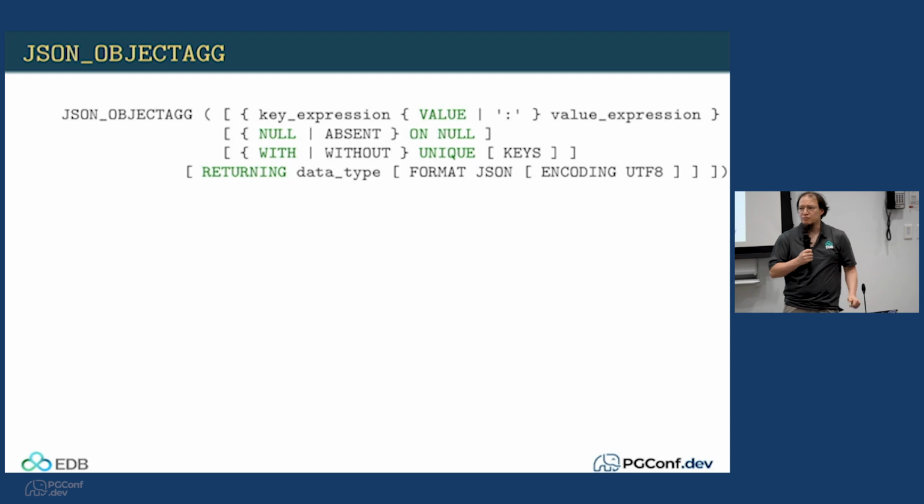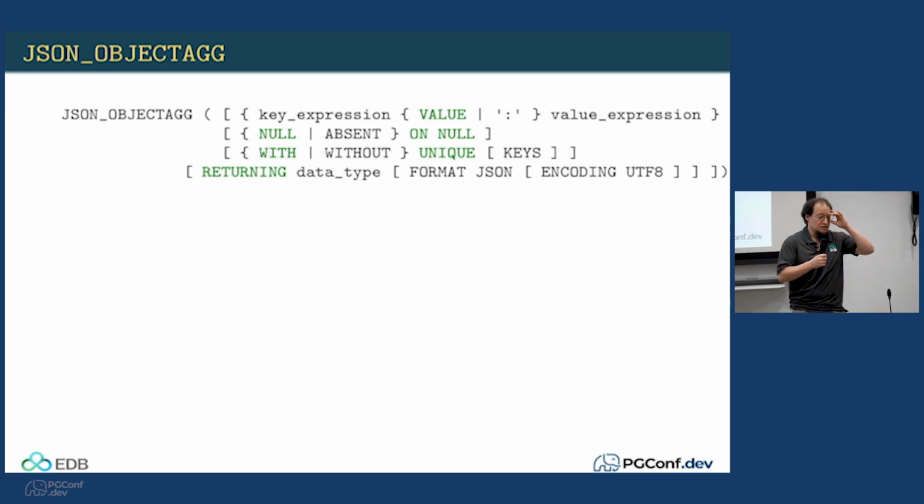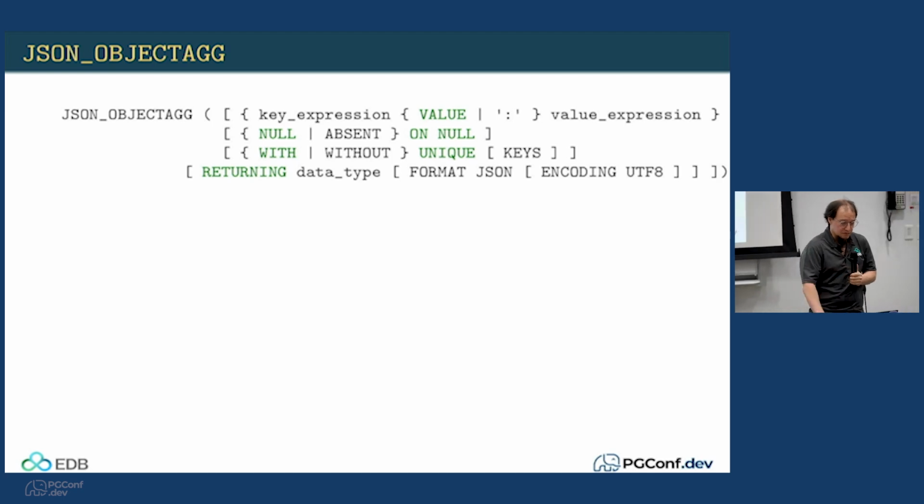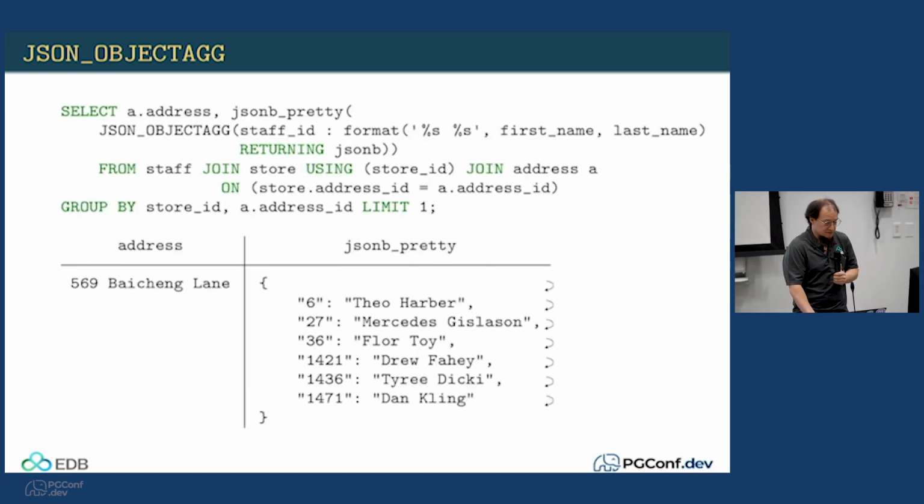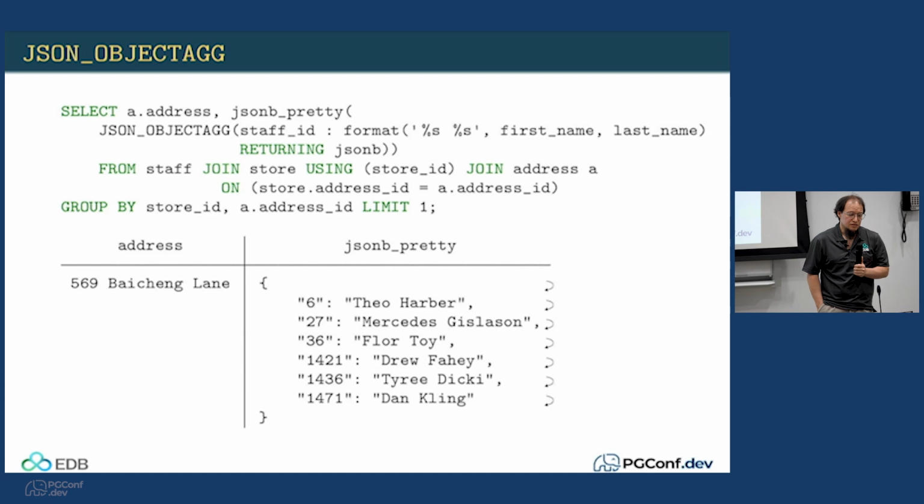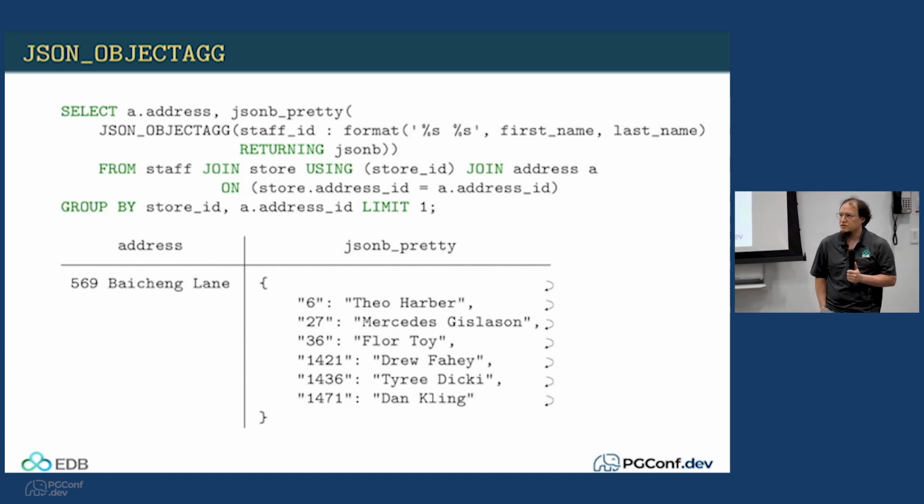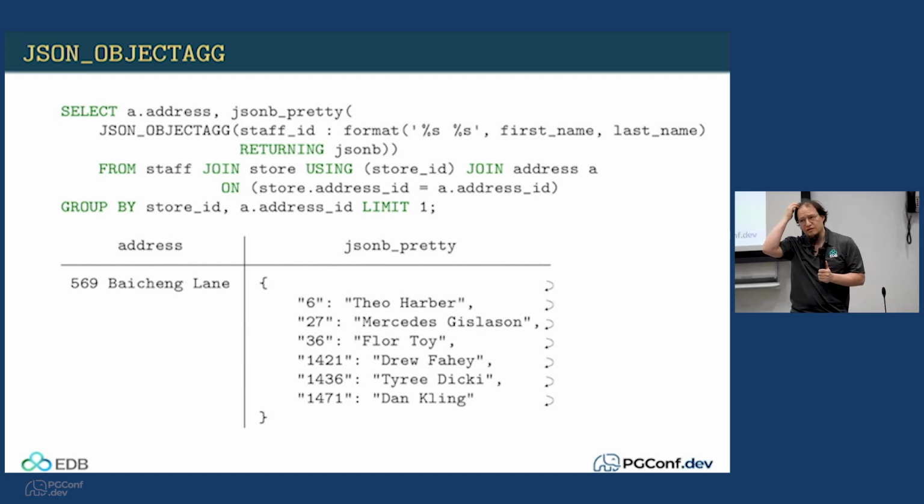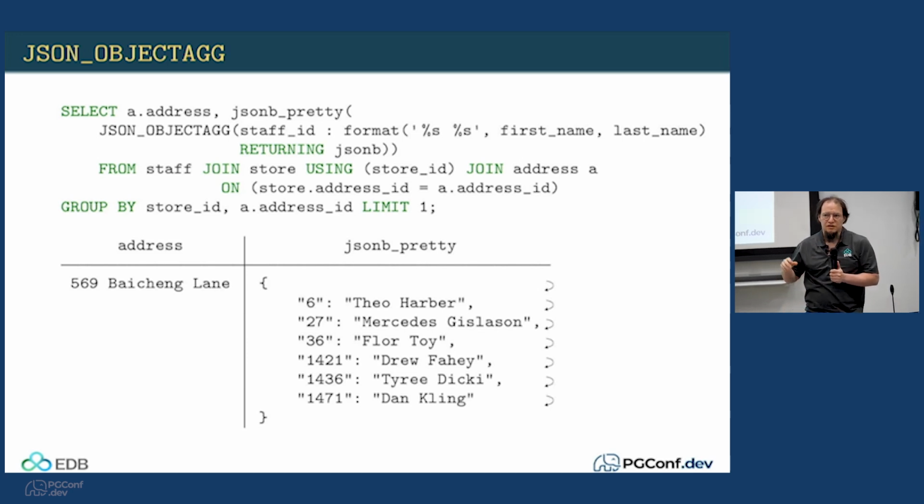Next one is JSON_OBJECTAGG, and this one is essentially the same thing again. Here I am aggregating the names of the staff working on... Oh, sorry, I didn't say about the Pagila database that it is emulating a video rental store. So we have movies, actors, stores, and staff in each store.